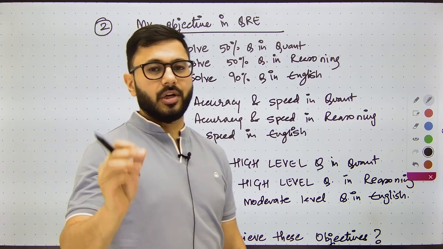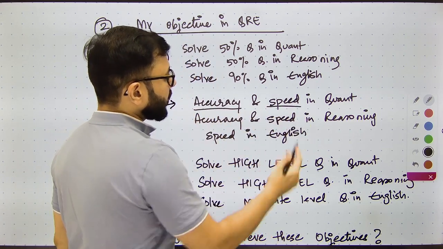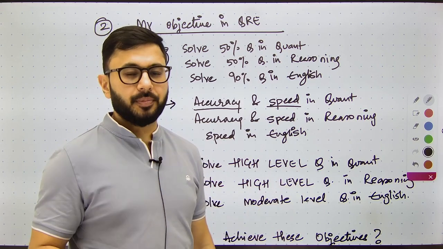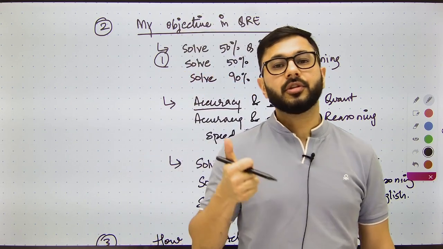Solving how many questions minimum, that I have got. Second, I need two things in quant. I need accuracy and I need speed. I need both of them. Why? Because I have limited time, 25 minutes, 30 questions.